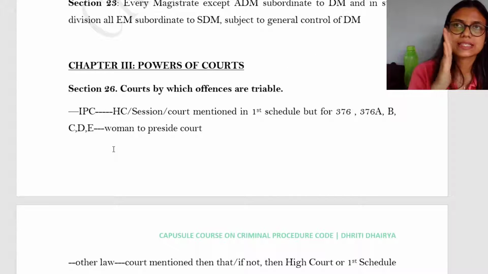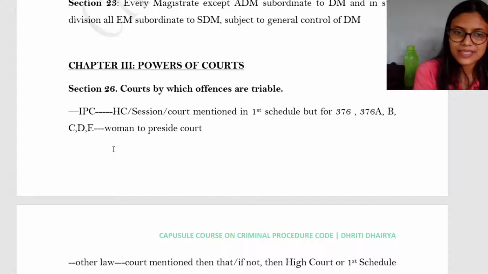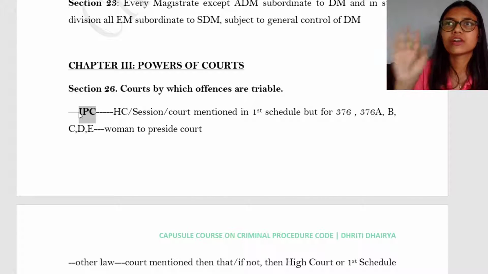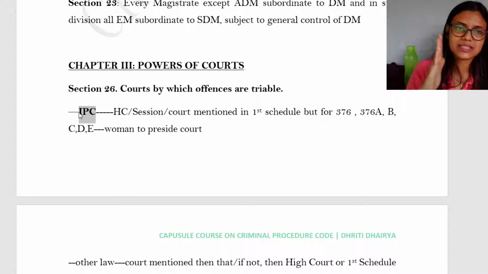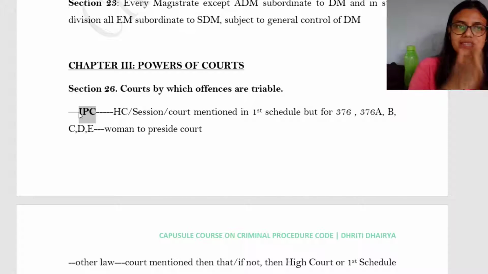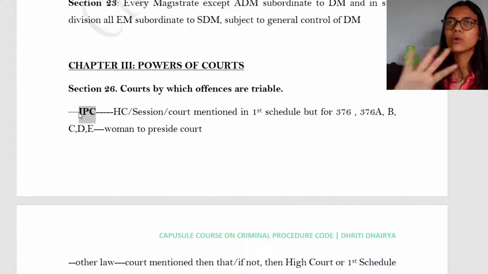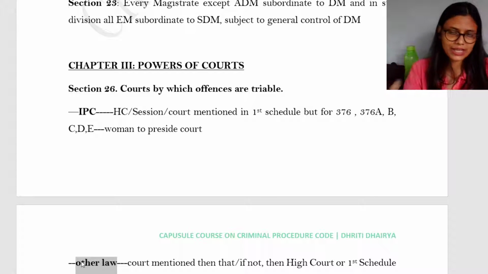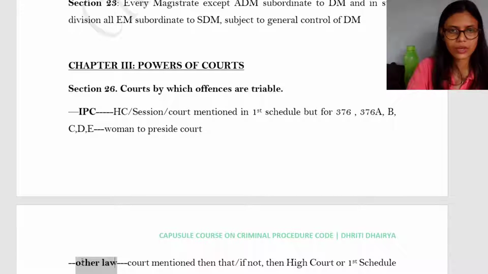So section 26 is an important point where you need to understand which are the courts that will try the offences. For IPC, you will see that a High Court or a Sessions Court, or whichever court has been mentioned in the first schedule, but for 376, 376A, B, C, D, E, you need to have a woman officer presiding the court, whatever is mentioned in the schedule will be there for a High Court or Sessions Court. For IPC, it is High Court, Sessions Court, or the court mentioned in the first schedule. Only for the 376 offences, a woman officer is needed. For any other law, whatever court is mentioned under that law, if there is not, then obviously the High Court or whatever has been mentioned in the first schedule. I hope that is clear.